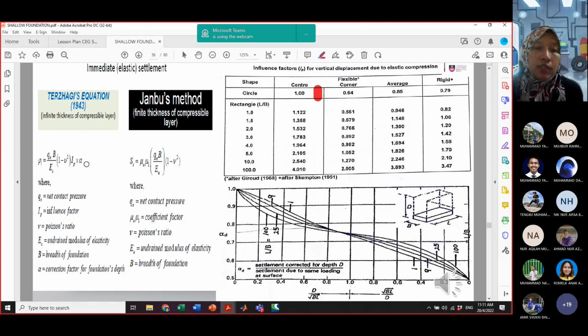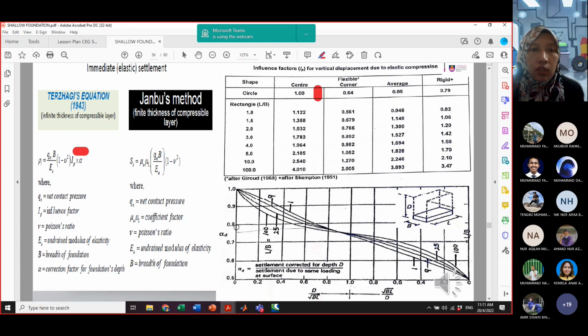Kalau awak nak kira Terzaghi, pakai formula Terzaghi lah kan. Okay, what is the alpha? Alpha can be found from this graph. Graph yang kat bawah ni pula. So macam mana kita nak pakai nilai alpha? Kita kena tahulah berapa ratio antara D over square root of BL dan juga nilai L over B. So kalau you tahu dua nilai ni, L over B, D over square root BL, so kita dah tahu the correction factor for foundation depth. Itu kalau you menggunakan Terzaghi.